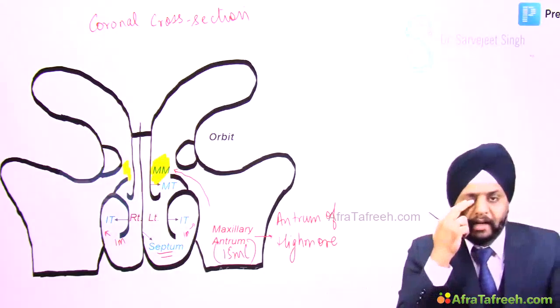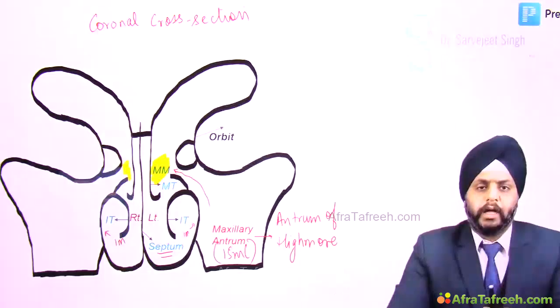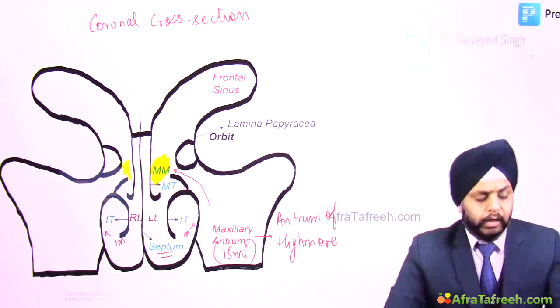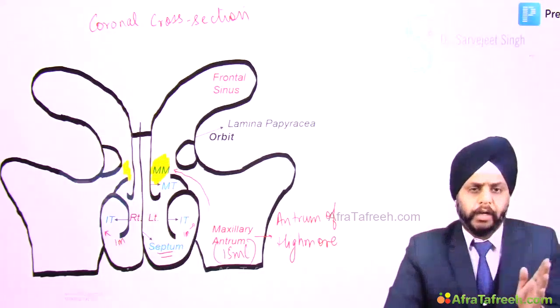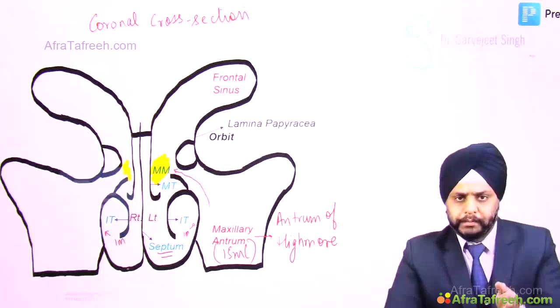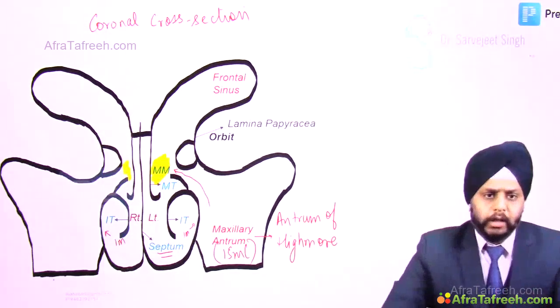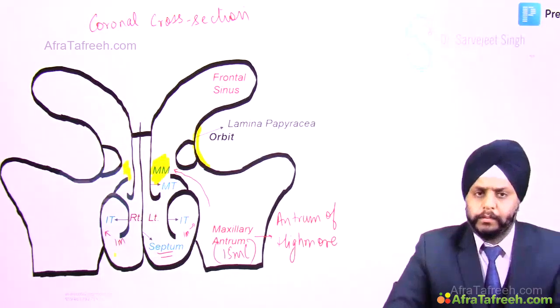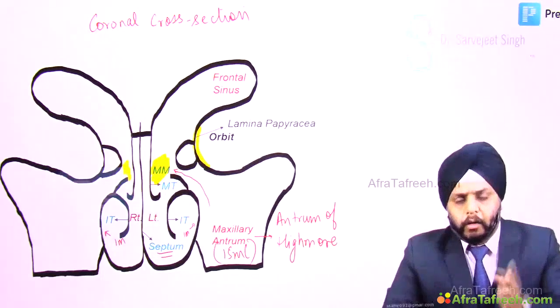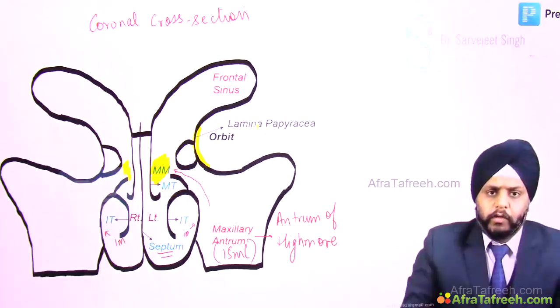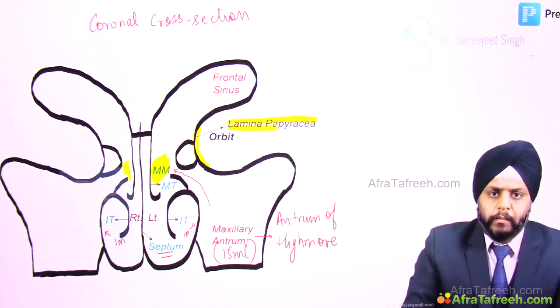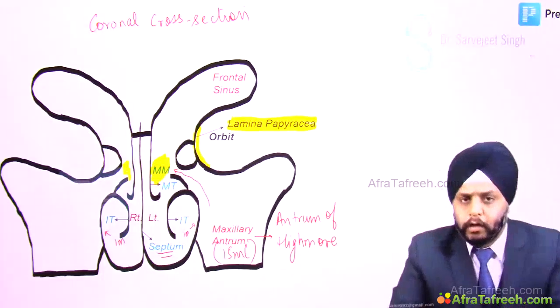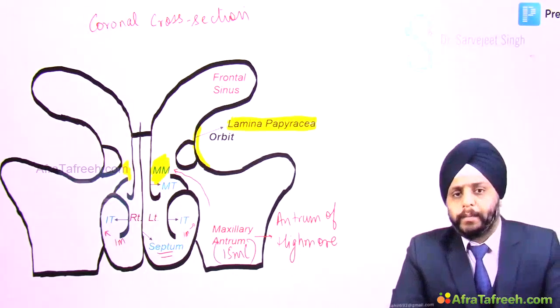What is there above the orbit? Above the orbit, we have the frontal sinus. One thing to remember once again: the medial wall of the orbit, this wall over here, is formed by the ethmoid bone. Which part? The orbital plate of the ethmoid bone, which we also named lamina papyracea. Remember, it was papery thin. This was the thinnest wall of the orbit, so we named it lamina papyracea.